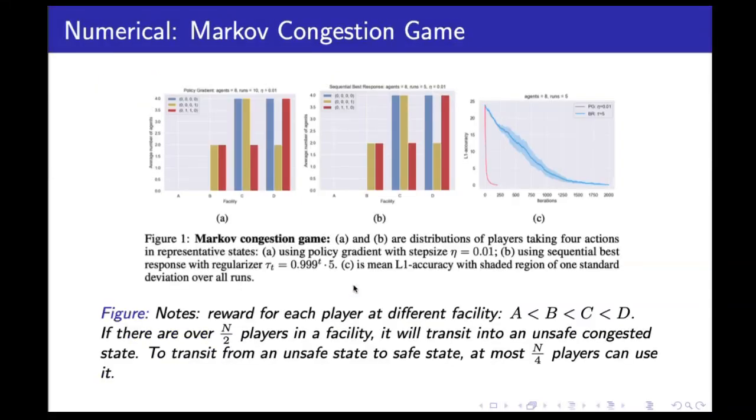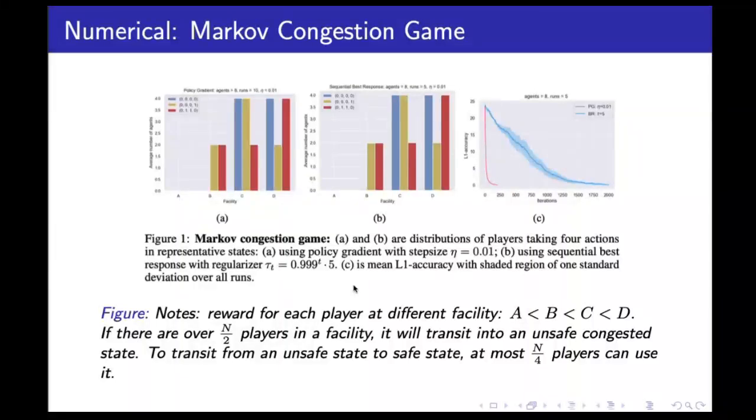And finally, some results from the policy gradient and best response algorithms I just introduced. Let me explain a little bit what is happening here. We have four facilities, A, B, C, and D, and D gives you the most reward in the general case. So players will prefer D over C over B over A. However, if more than half of the players use the same facility, that facility will transit into a very bad state and give you a very high cost. And to transit from an unsafe, very bad state back to a normal state, there can be no more than 1/4 of the players inside it.